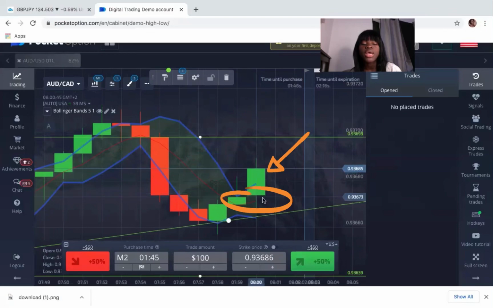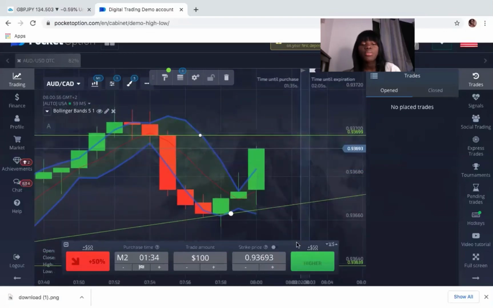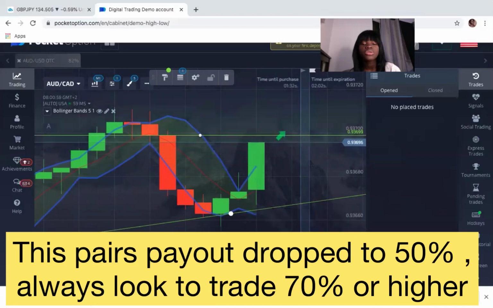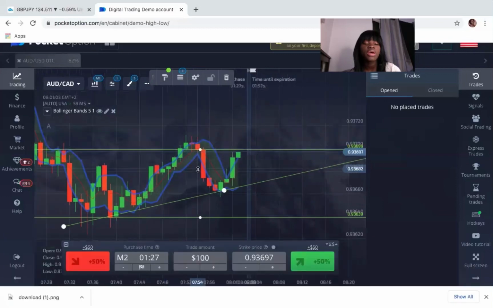I really wanted to catch this little entry right here. We would have secured profit. The payout is actually lower. It's actually 50% on this pair, right? So let's look for a pair that's paying out a little bit higher.